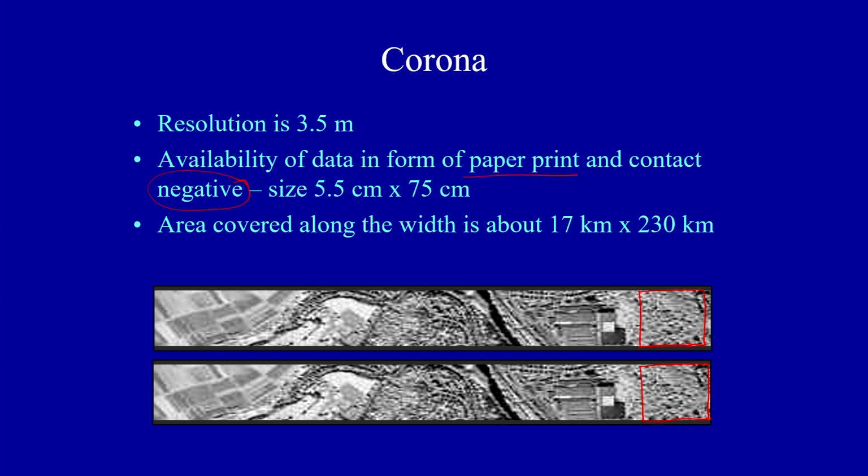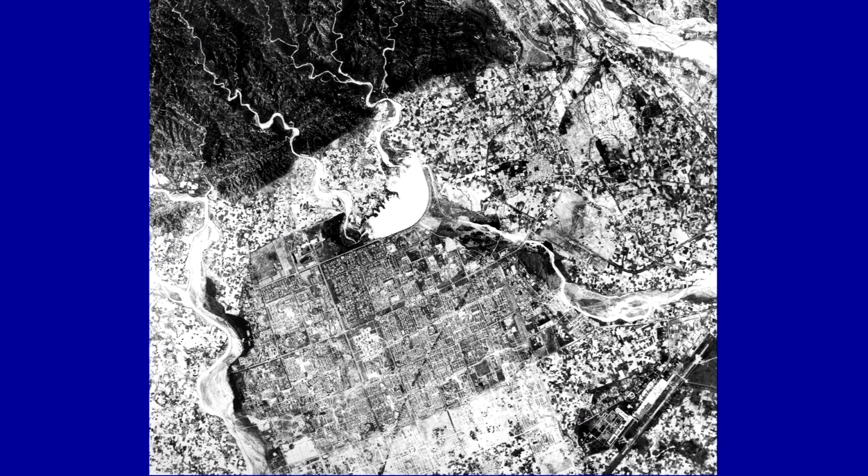The size of the negatives is 5.5 centimeters by 75 centimeters. So, this is 5.5, and this one covers almost 75 centimeters. The area covered along the width is around 17 kilometers, and in total around 230 kilometers of area has been covered here. This is the Corona image which is developed from the negative.